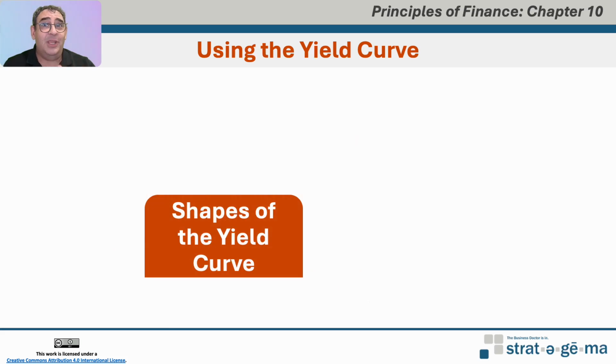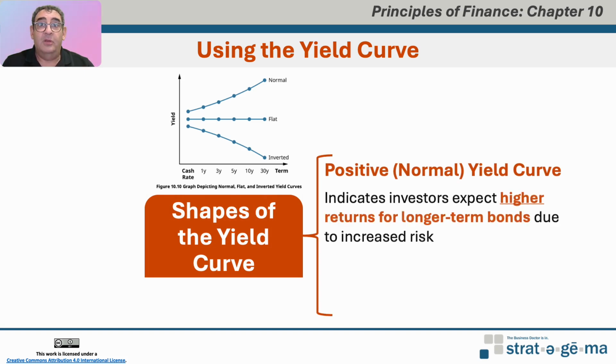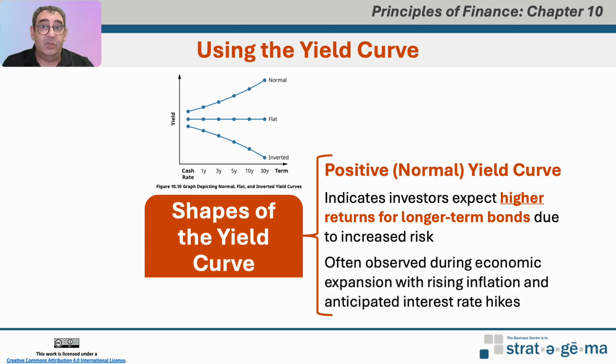There are actually different shapes to the yield curve. So what we've just looked at is called a positive or normal yield curve. Here's where investors will expect higher returns for longer-term bonds due to the increased risk of holding the bond to maturity. We often observe this during economic expansion with rising interest rates, along with anticipated interest rate hikes.